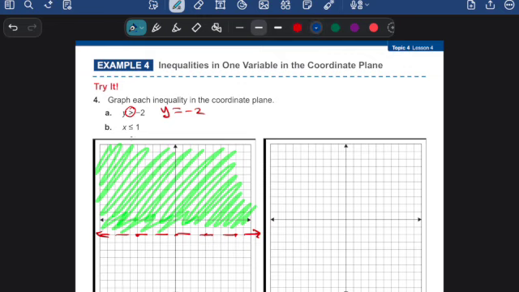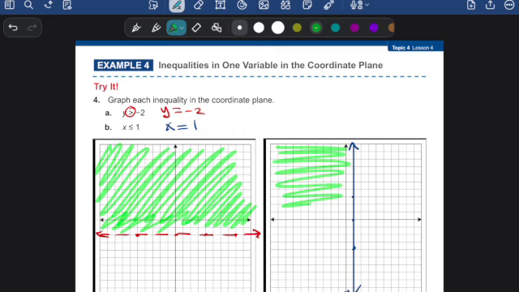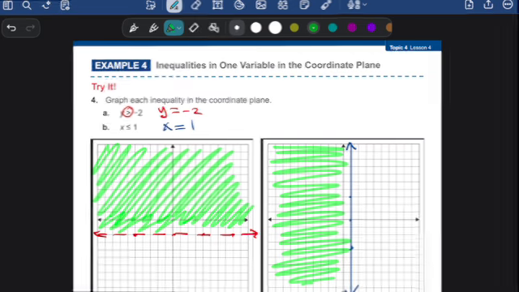X is less than or equal to 1, so we can just think of graphing x equals 1. It is equal to, so we can do a solid line where x is at 1. So x is 1 no matter what y is, x will equal 1. It's going to be a solid line because we have the equal to. And then if it's less than is going to be to the left. And we would shade to the left of the line.